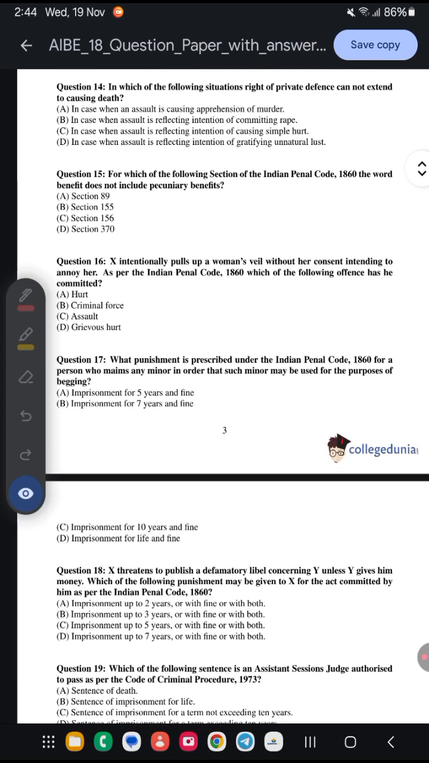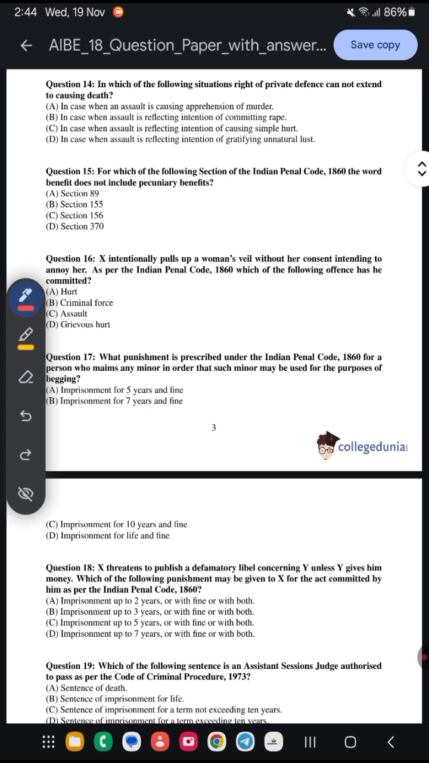Next question is question number 14. In which of the following situations can the right of private defense not extend to causing death? In case when an assault is causing apprehension of murder, this is wrong. In case where assault is reflecting intention of committing rape, this is wrong. In case when assault is reflecting intention of causing simple hurt, this is the correct answer. In case when assault is reflecting intention of gratifying unnatural lust, this is the wrong answer.